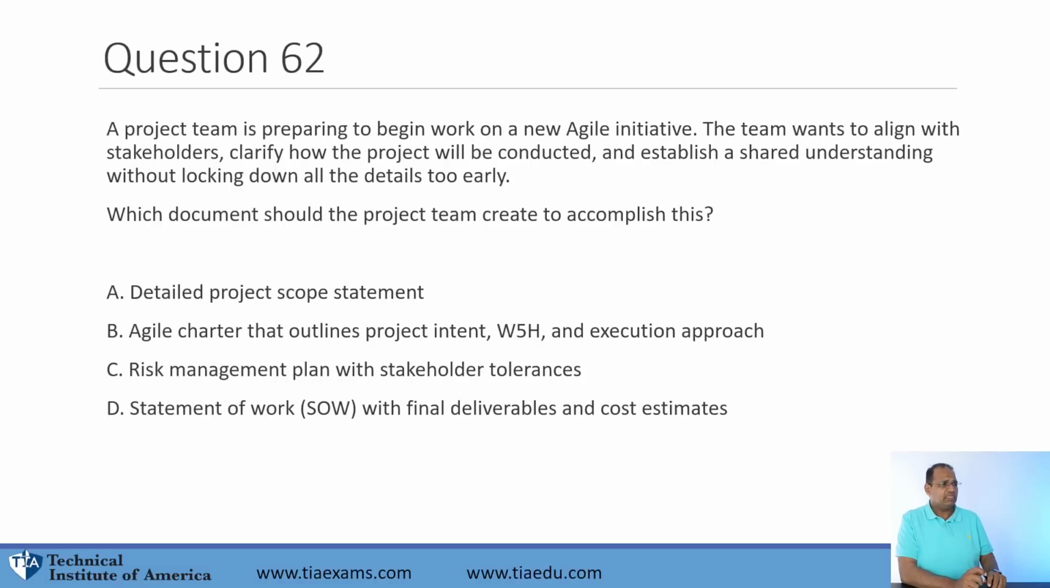Question: A project team is preparing to begin work on a new Agile initiative. The team wants to align with stakeholders, clarifying how the project will be conducted and establish a shared understanding without locking down all the details too early. What document should the project team create to accomplish this? A detailed scope statement; an Agile charter that outlines the project intent, W5H (the 5 W's: when, where, why, and the H is the how) and execution approach; a risk management plan with stakeholder tolerance; a statement of work with final deliverables and cost estimates.